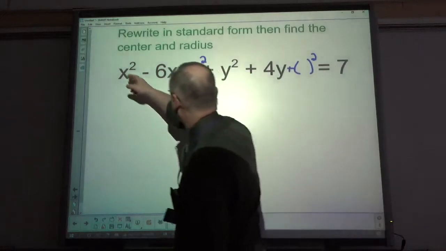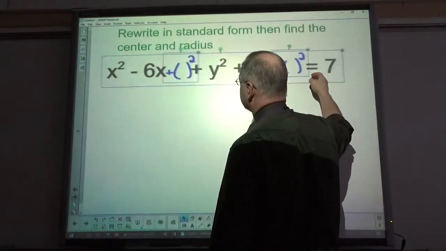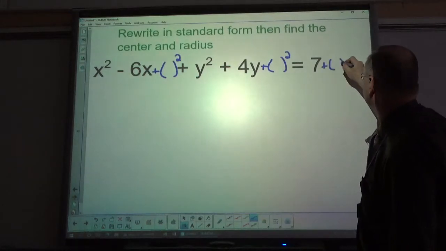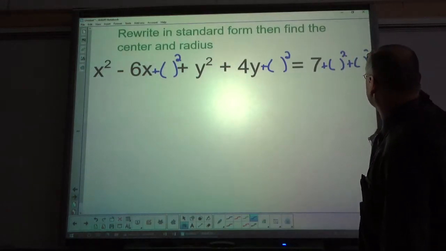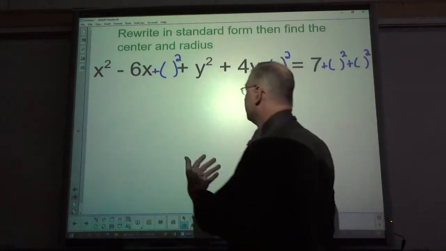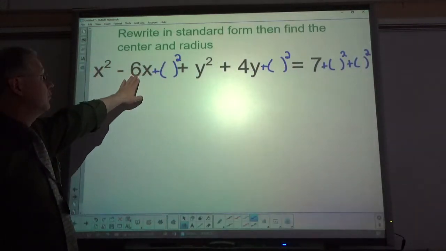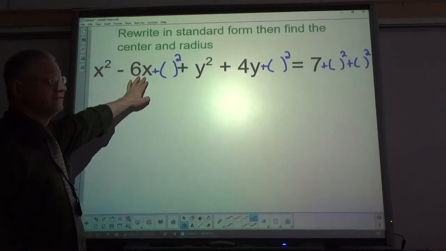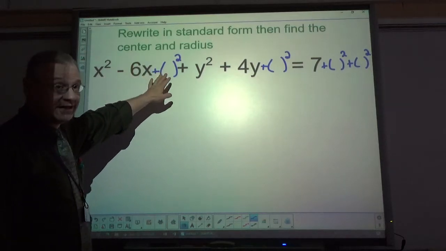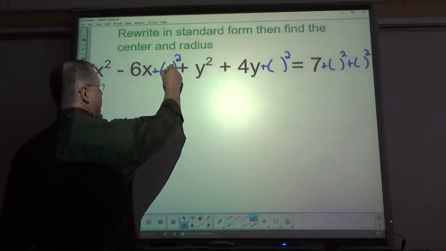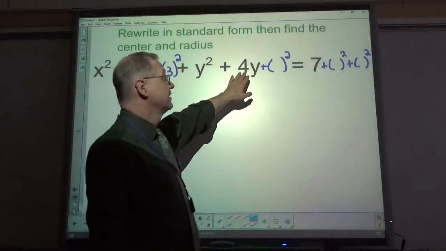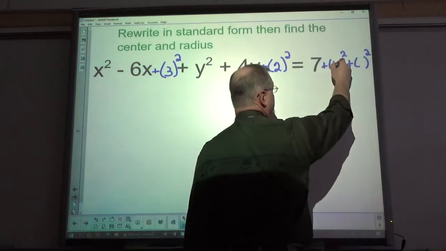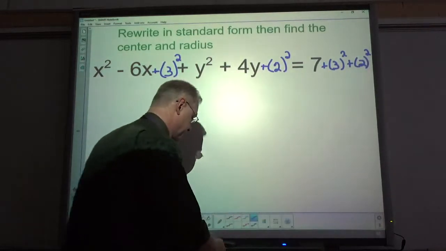I'm going to have to shift this whole thing. I'm going to have to balance that by adding those things squared over here. Now remember, to complete the square, you take the coefficient without the sign, the absolute value of the coefficient of the x term, cut it in half, and that's what you're adding squared, so 3. Same thing here, we're going to cut 4 in half and square it, 2. So 3 and 2.